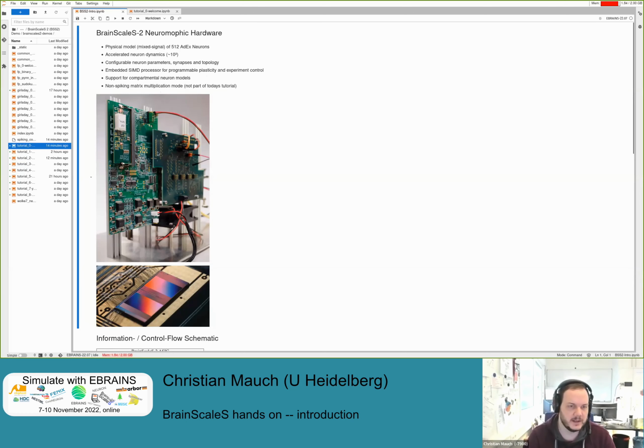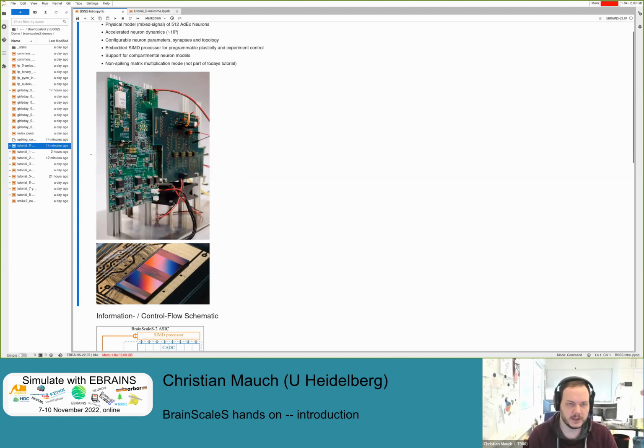So what you can see here is basically one of the setups with a single chip under this plastic cover, and a lot of periphery for power supply and communication and control of the chip.